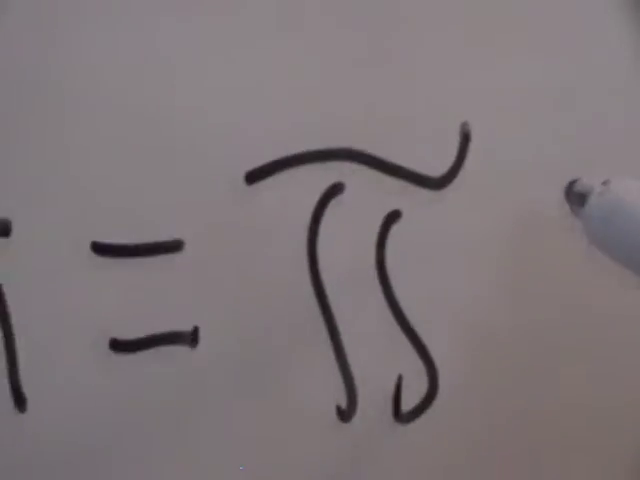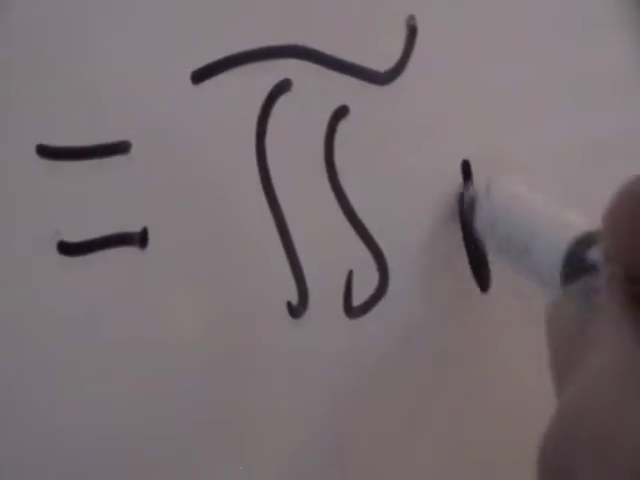So our area is pi, which is 3.14, times r, but squared this time. And so that is our area formula. Let me pull that back so you can see it.